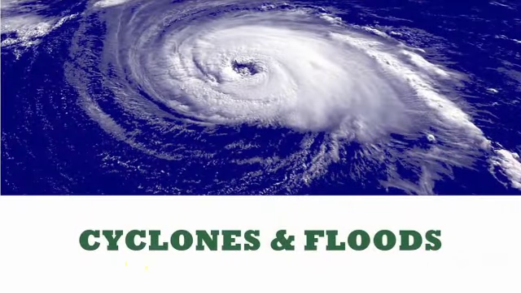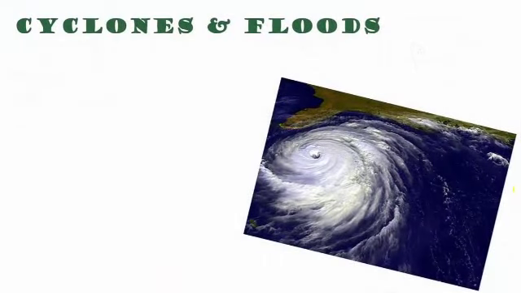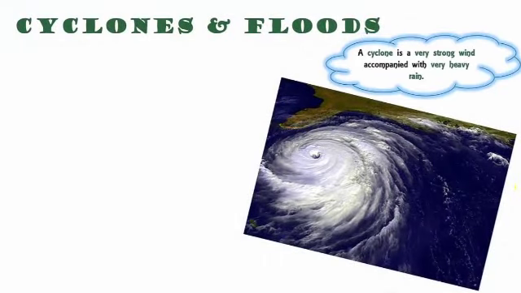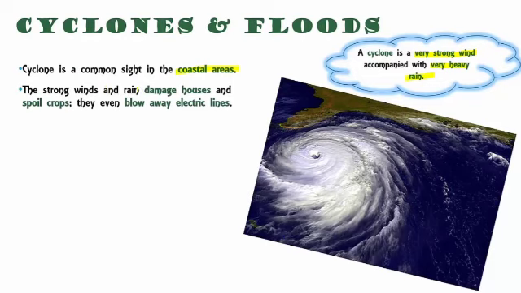The next one we will be talking about is cyclones as well as floods. So this is an aerial view of the cyclone that is visible from a satellite. A cyclone is a very strong wind which is accompanied with very heavy rain. This is very common in the coastal regions. The strong winds and rain can damage houses, they spoil the crops, and they even blow away electric lines.